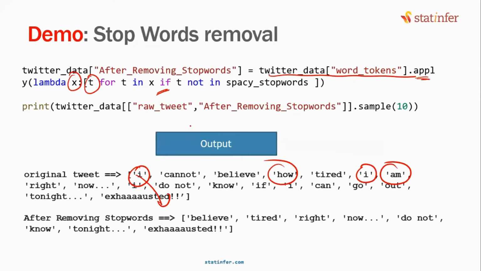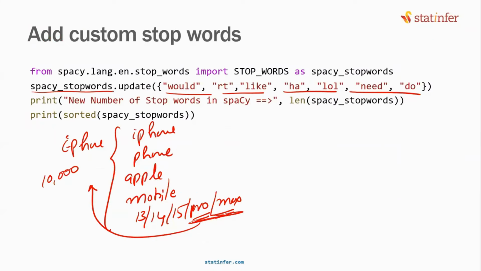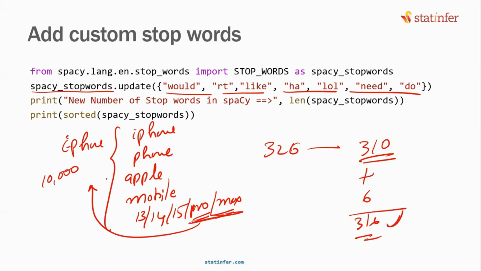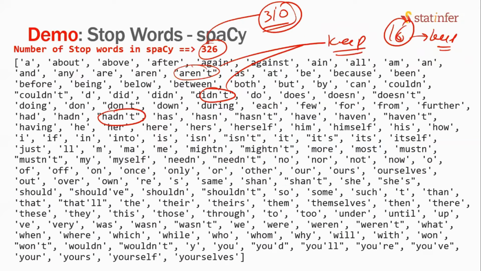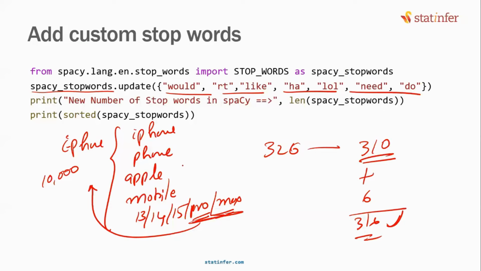That is also possible. All you need to do is try stopwords dot update. Let's say 326 stopwords are there. Maybe out of 326, only 310 I want to consider as stopwords, plus these 5 or 6 additional stopwords, so overall 316 can be considered as the final stopwords. Possible. There's no rule that you have to follow the stopwords dictionary given by spaCy and remove every stopword. You can always customize it. And customizing is important for a given data set, isn't it?